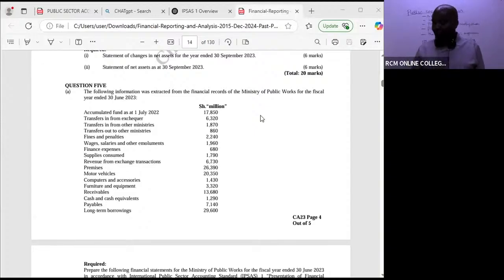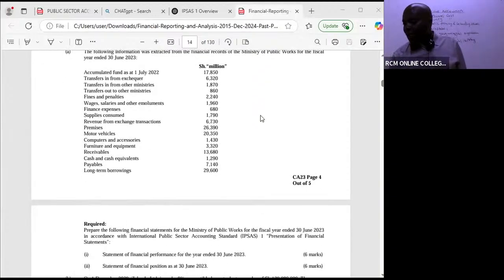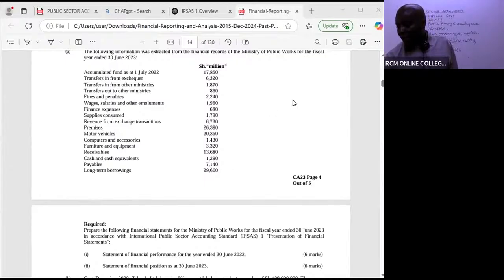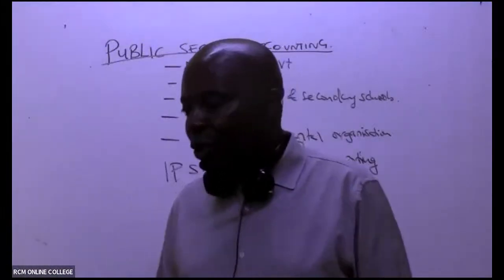Now, ladies and gentlemen, in this particular question, you start by reading the requirement and get to see the number of marks. So in this case here, for example, the first question, they want us to give them a statement of financial performance for the year ended 30th June 2023. And then number 2, a statement of financial position as at 30th June 2023. Both of them are giving me 6 marks. So I will start with a statement of financial performance.